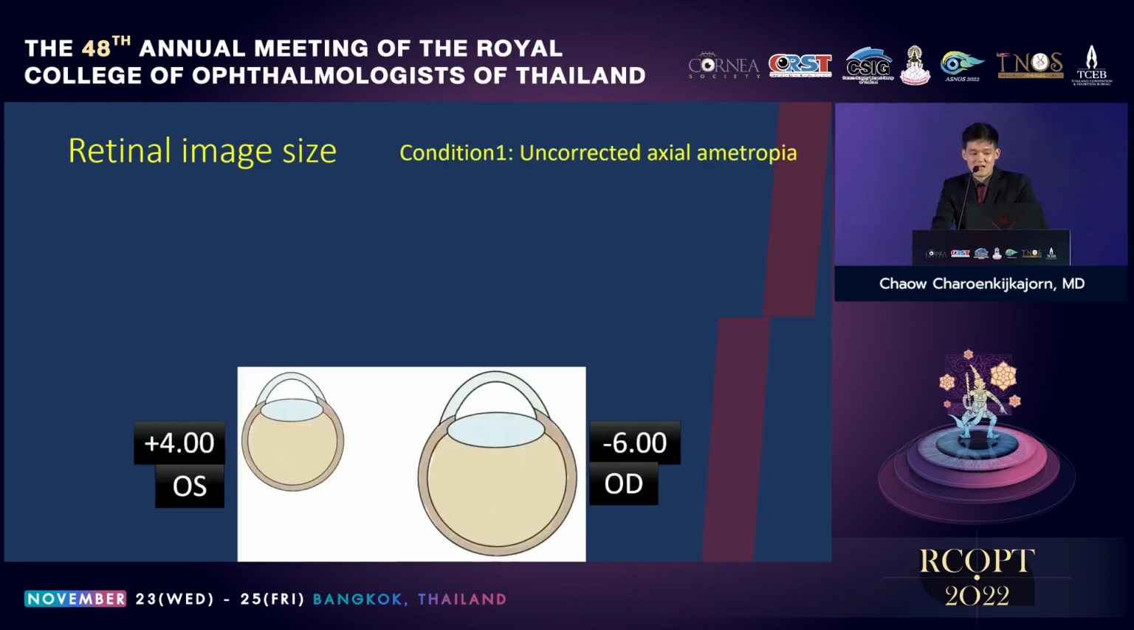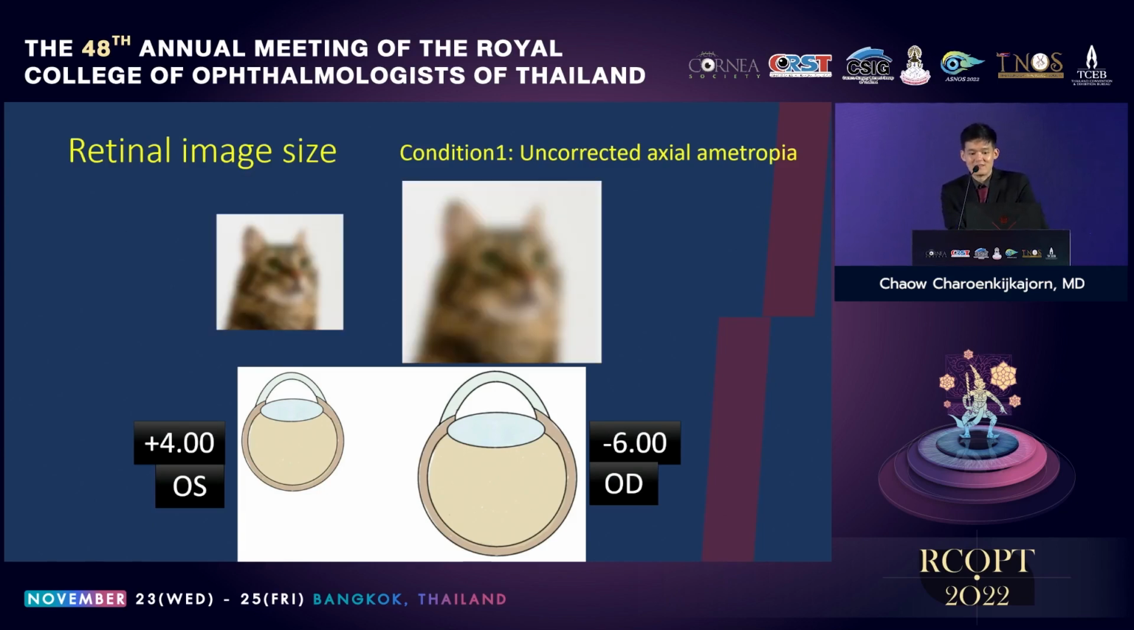You can see that the left eye, the prescription is +4, that's axial hyperopia. And the right eye is axial myopia. You can see that the eye is much, much bigger. When they look at the cat, this is what they're going to see. Both images are blurry because they have refractive error. The right eye is going to see a bigger image, and the left eye will see a smaller image. So this patient has aniseikonia.